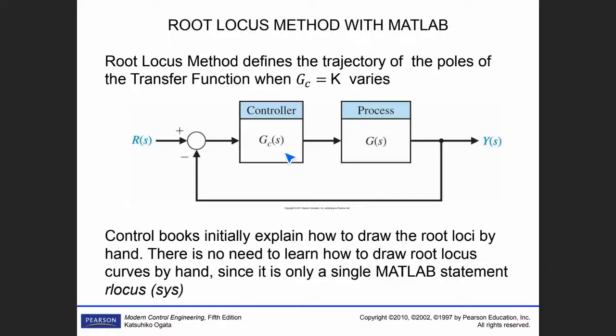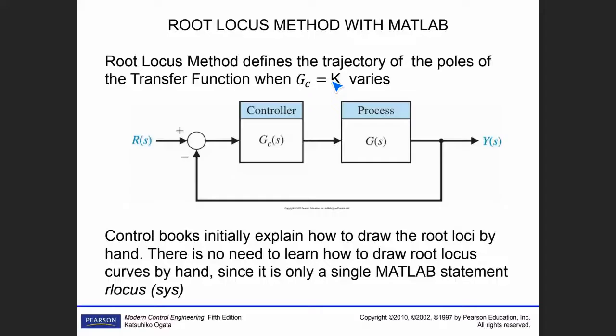That is the system. We are looking at the Root-Locus method, where G(s) is equal to K, but K is variable. K is changing from 0 to infinity. Now, what kind of curve do you expect?